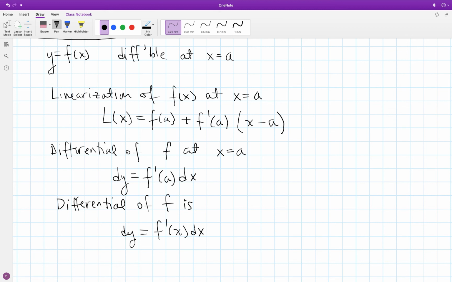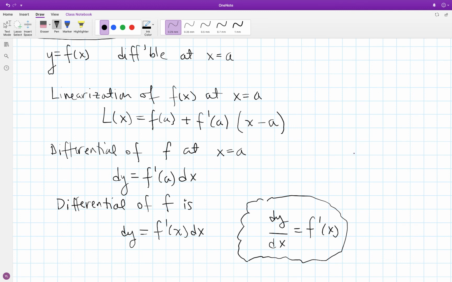So we'll see this notation appear in several other places down the road, in particular when we're doing substitutions and integrals. This differential notation is going to be useful. And I mean, it just looks like our dy dx notation for the derivative rewritten. And in some sense, it really is. That's how the notation came about.